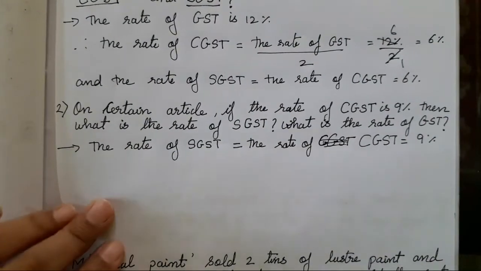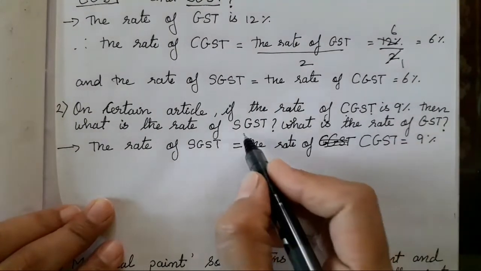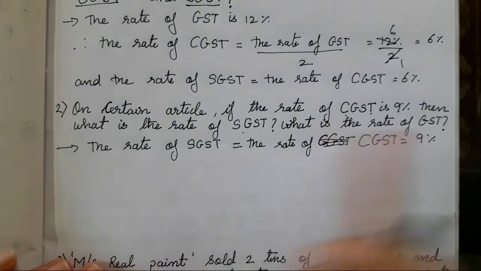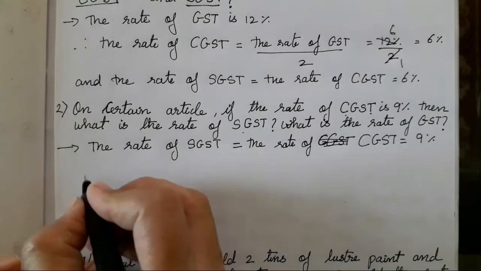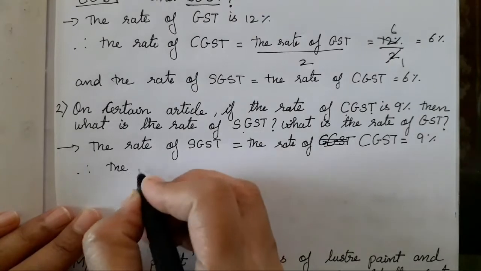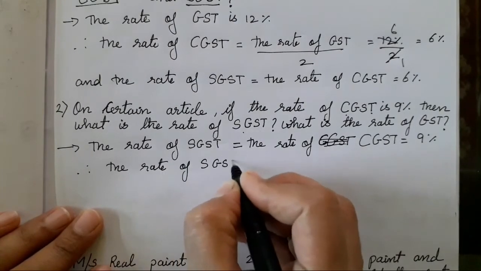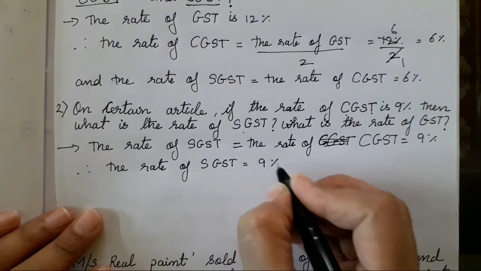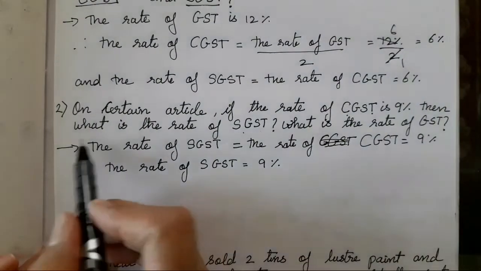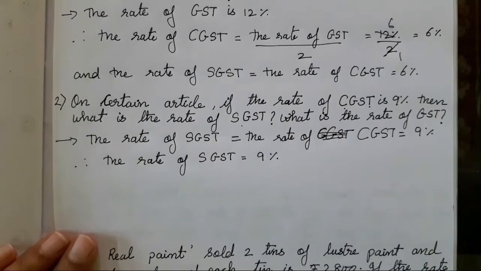Just now I said whatever is going to be CGST, the same is going to be the SGST and vice versa. So therefore the rate of SGST is 9%. So the first question's answer we have got.